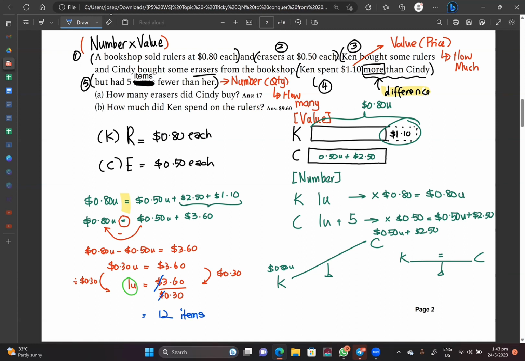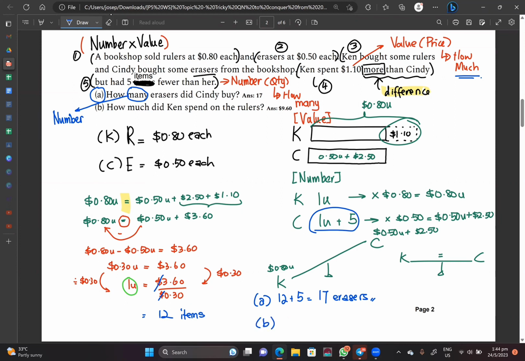So what you want to do now is you want to read the question. It says, how many erasers did Cindy buy? How many, the words how many is over here. Many basically means my number, not value. Value is always how much. So how do you find the answer? Very simple. Look at Cindy. Since we are talking about number, Cindy, it's 1 unit plus 5, right? Can you see 1 unit plus 5? So therefore, your answer for A has to be 12 plus 5, and you get 17 erasers for A.